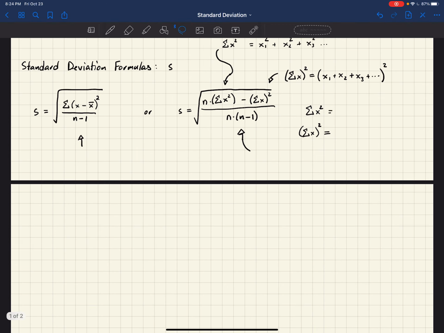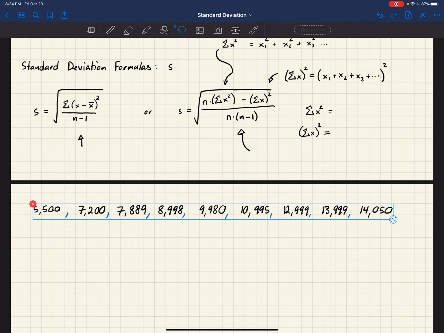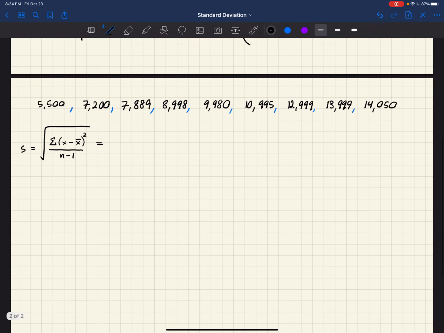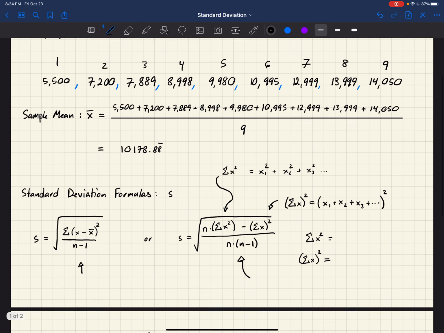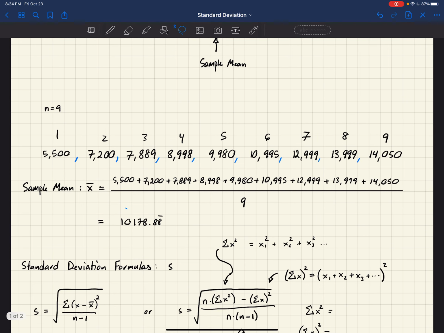Okay, so first we'll compute the standard deviation using the formula on the left. So copy this. And what we get here, this is equal to, oh, let me find our mean. Okay, our mean value is right here.